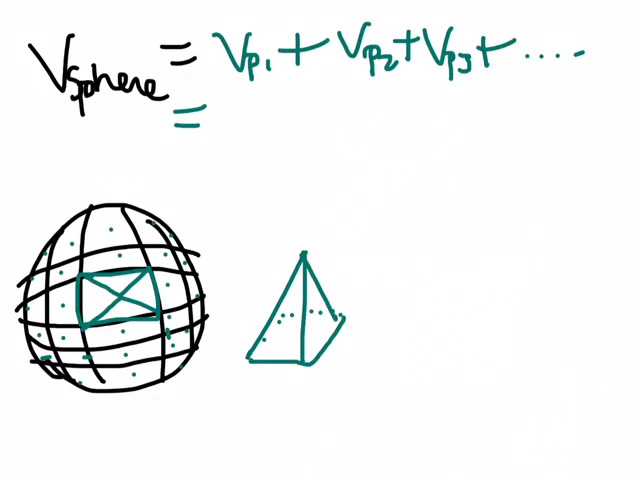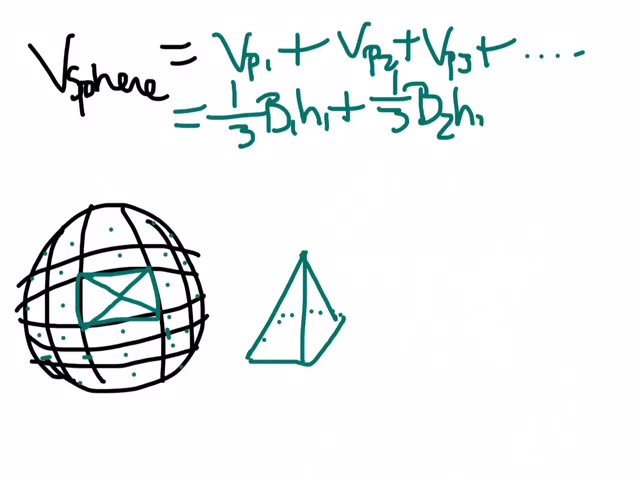Well, what's the volume of each one? We know the formula for a pyramid, 1/3 capital B times H. Now I'm going to put 1 here as well because this is the first pyramid base and height. Here's the second pyramid, capital B2, height 2. Plus 1/3 capital B3 H3 plus dot dot dot, right? We add up all the pyramids.